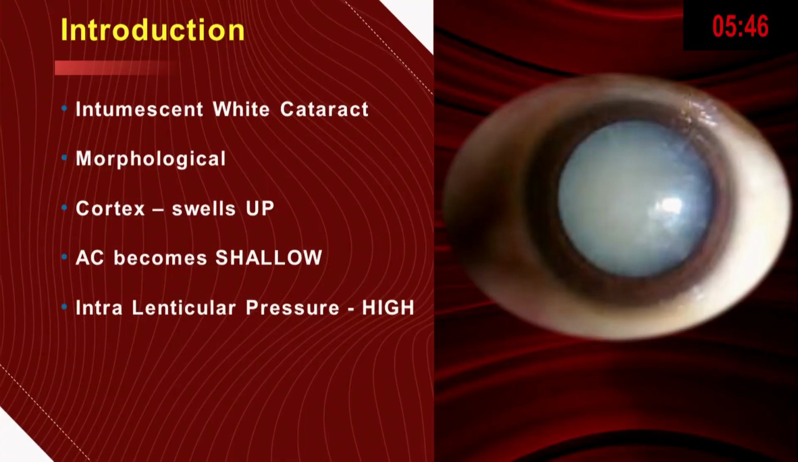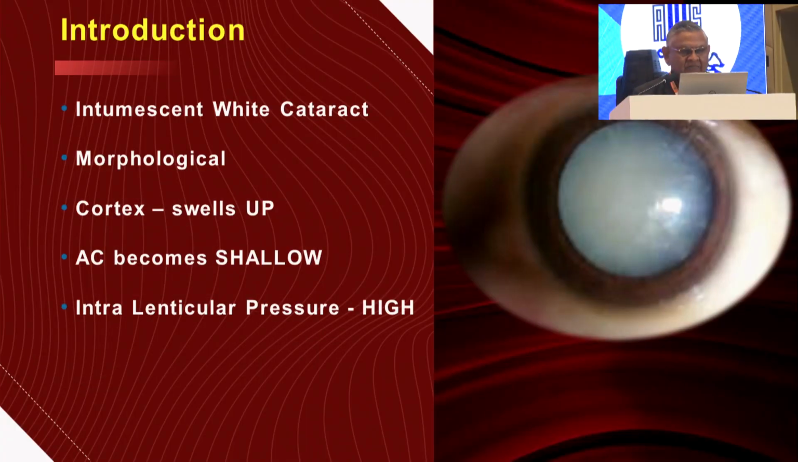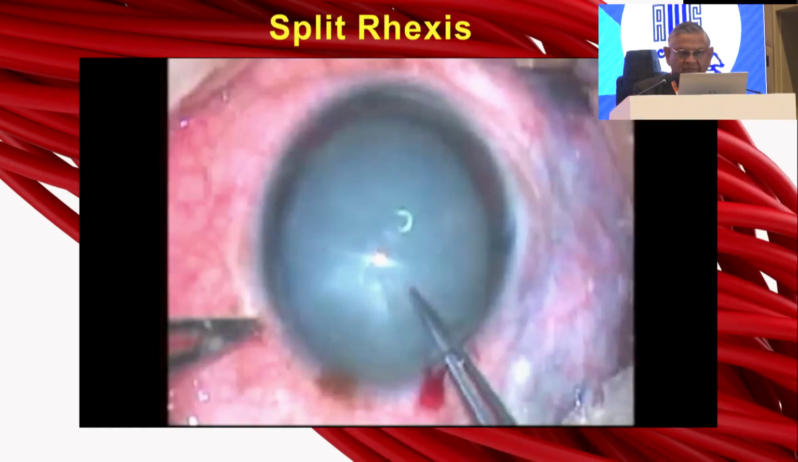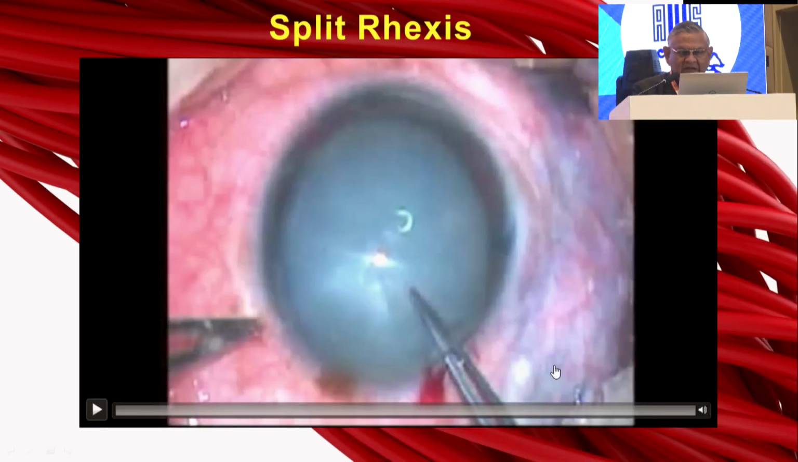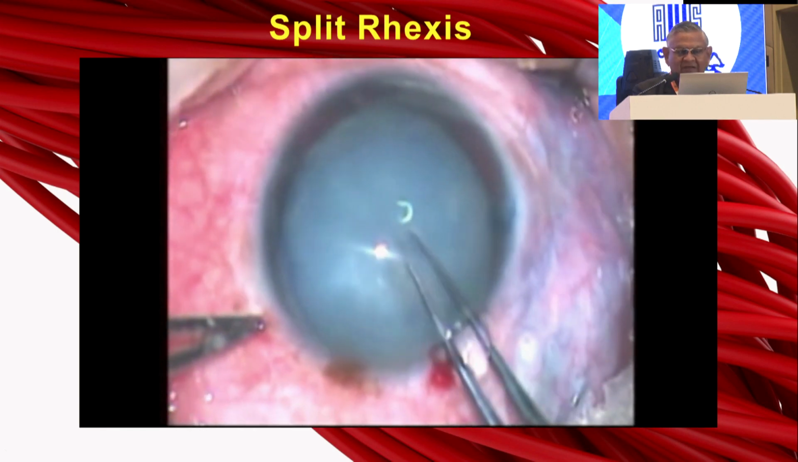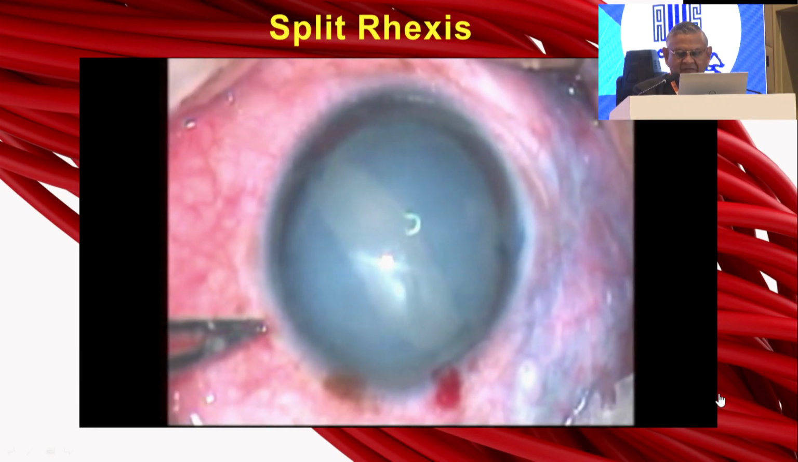The intumescent white cataract is a morphological diagnosis. The cortex swells up, the anterior chamber becomes a little shallow, and the intralenticular pressure becomes high. The important thing is to take precautions during surgery to make sure that the rhexis doesn't extend because of the high intralenticular pressure. Sometimes, if you don't take precautions, you can see that the rhexis is just being made and it splits. So this is very important.